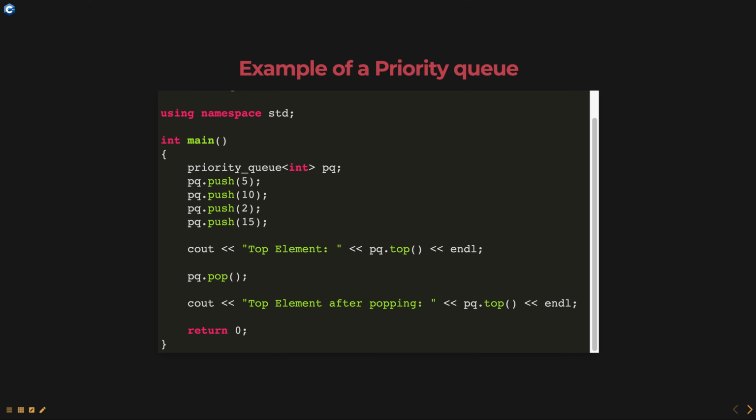We then use the pop function to remove the top element from the queue. Finally, we print out the new top element, which should be 10.